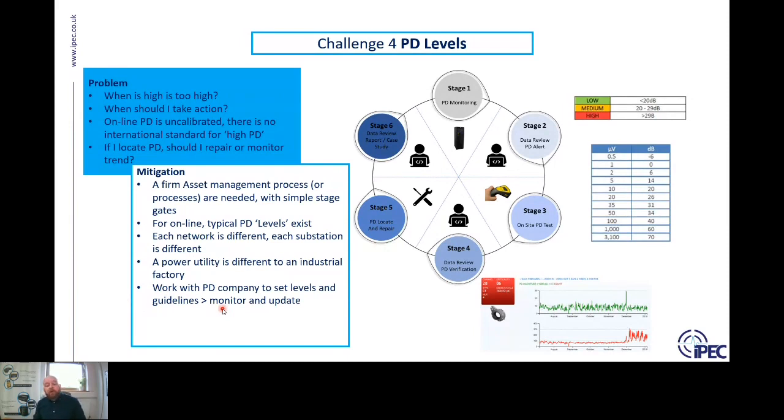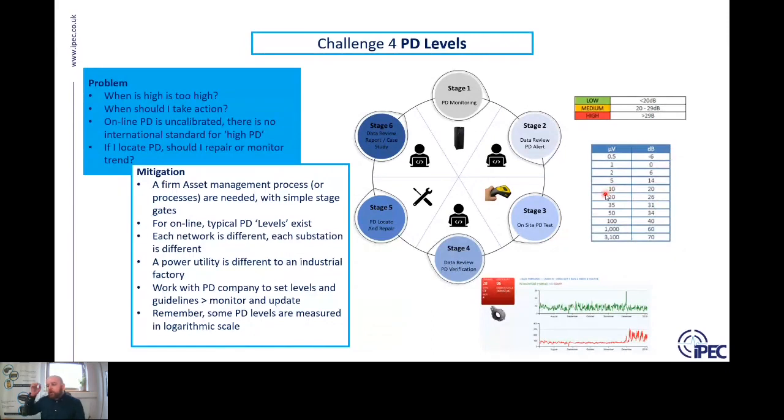Maybe on your network, you have lots of PD, and therefore it's too much resource to address every high PD. So maybe you need to shift your levels. Maybe on your network, you don't have much PD, and therefore you want to go lower. And then remember, some PD levels are measured in a logarithmic scale. So I put this chart on for this.